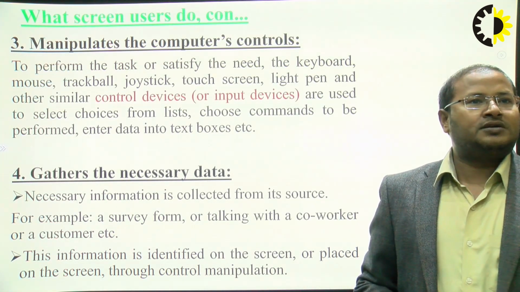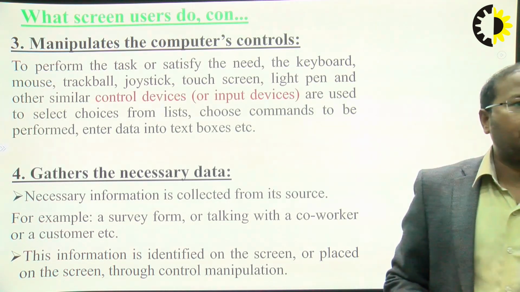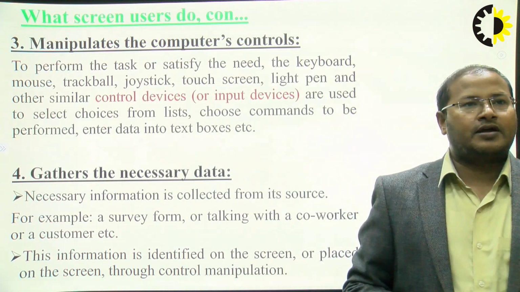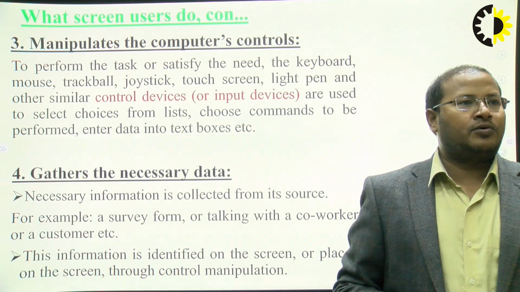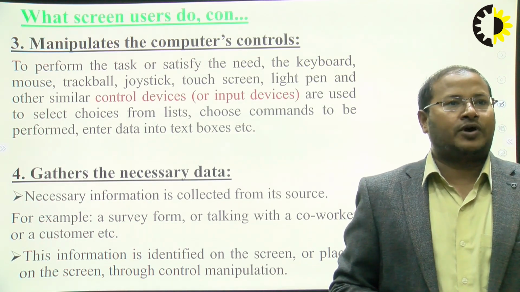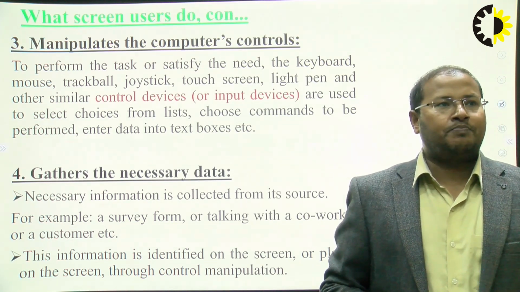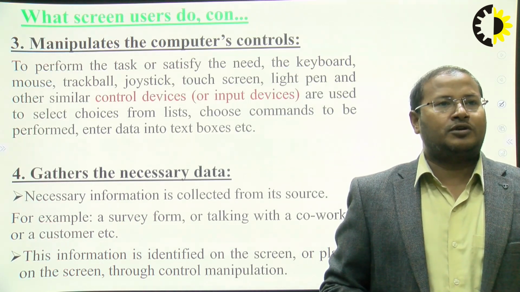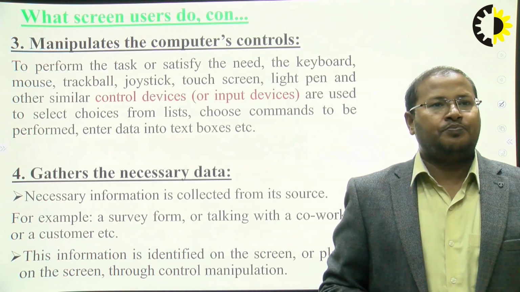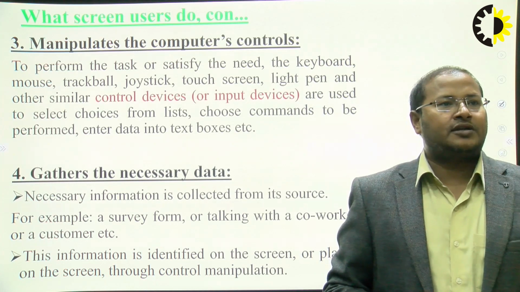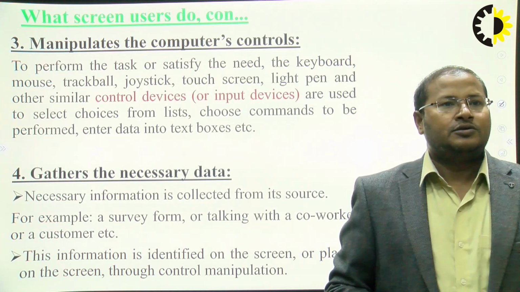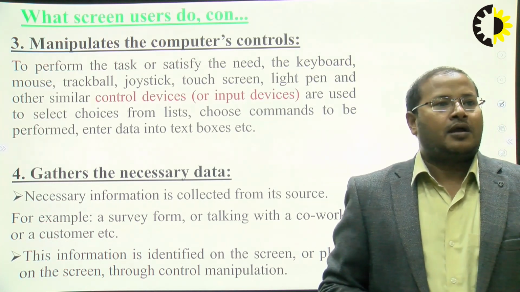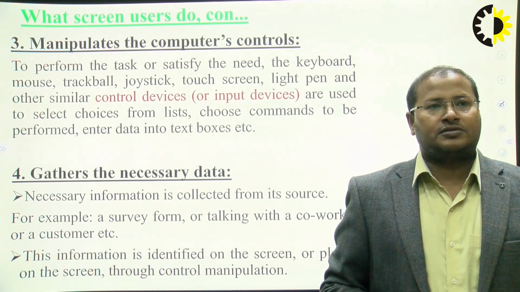Users manipulate the computer controls to perform the task or satisfy the need. The keyboard, mouse, trackball, joystick, touch screen, light pen and other similar control devices, which are called input devices, are used to select choices from a list, choose commands to be performed, enter data into text boxes, etc.